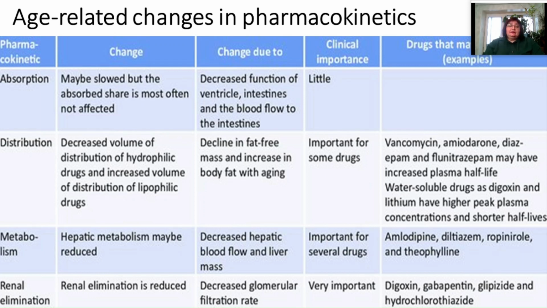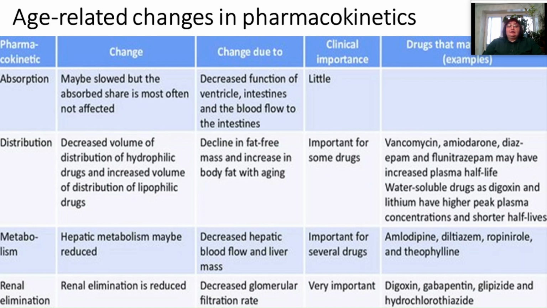Metabolism. Hepatic metabolism may be reduced due to decreased hepatic blood flow and liver mass. And it's important for several drugs. It's important for amlodipine, diltiazem, ropinirole, and theophylline.